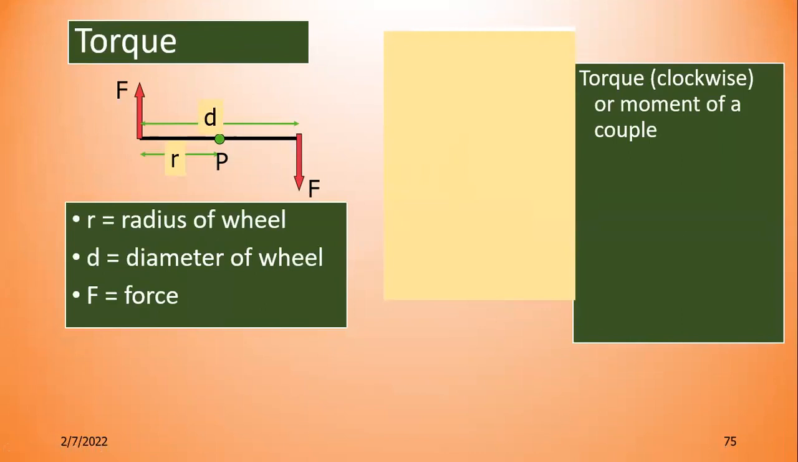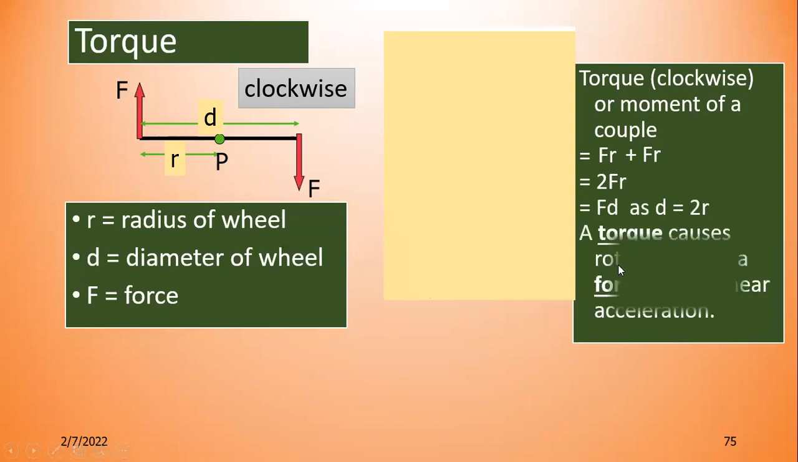The torque, which is clockwise, or we call it the moment of a couple, in this case is clockwise. F times R, F times R. Add that up, 2FR. 2 times R is the diameter, so it's F times D. So a torque causes rotation, while a force causes linear acceleration. This is acceleration in a circular path. That's what it means by rotation.